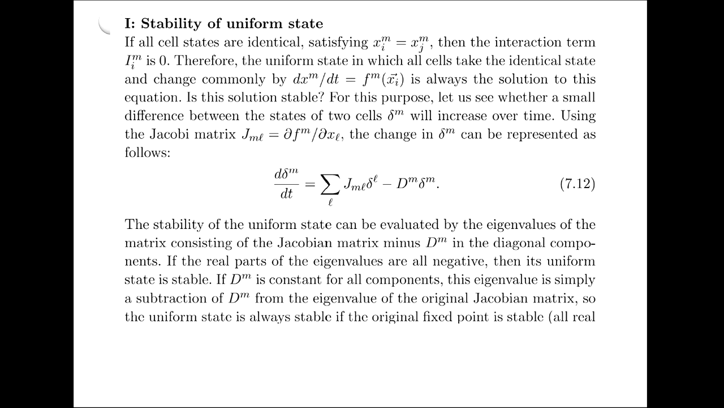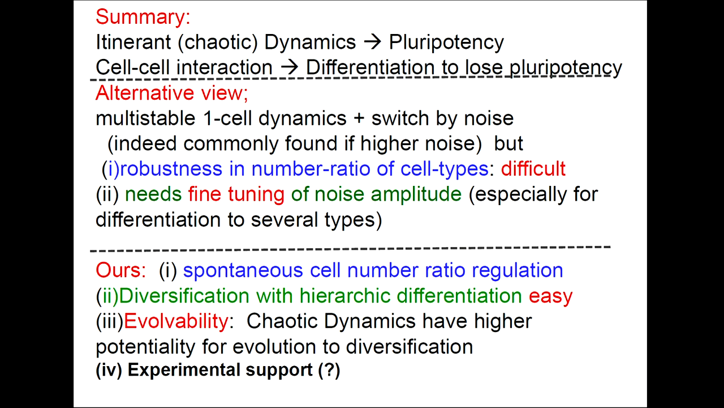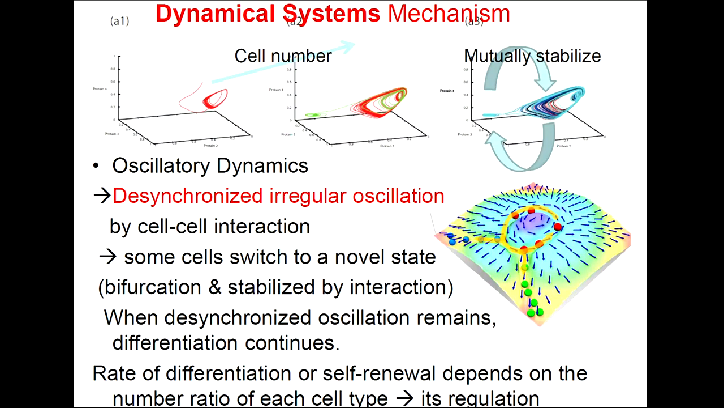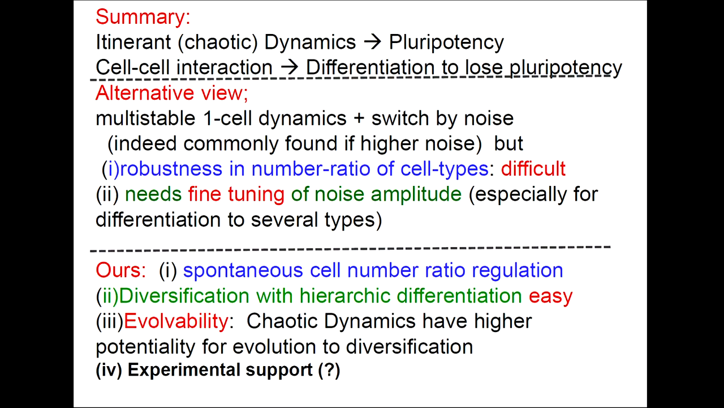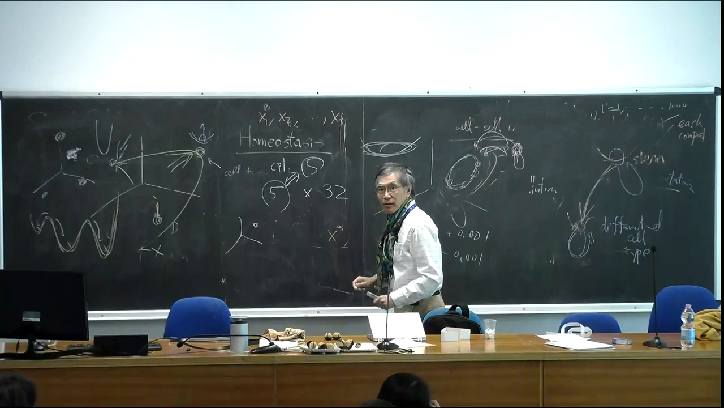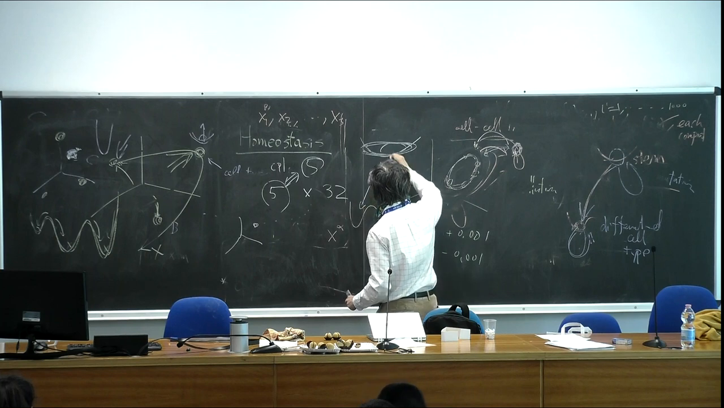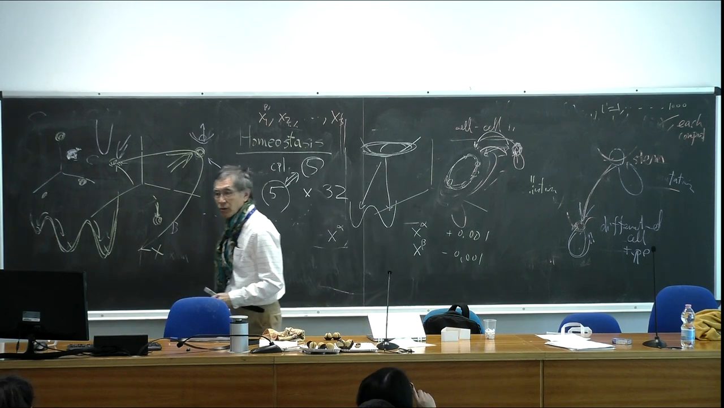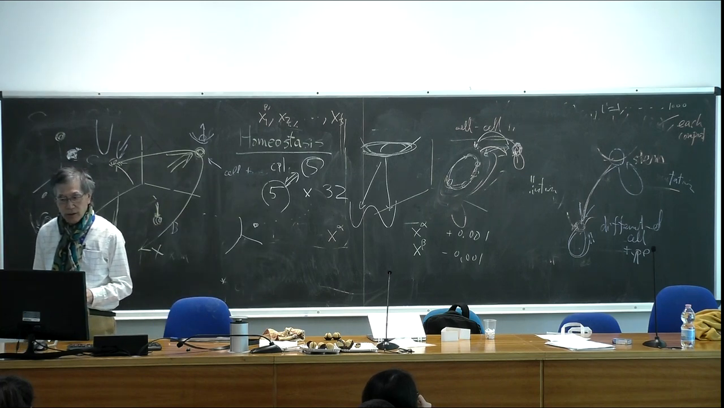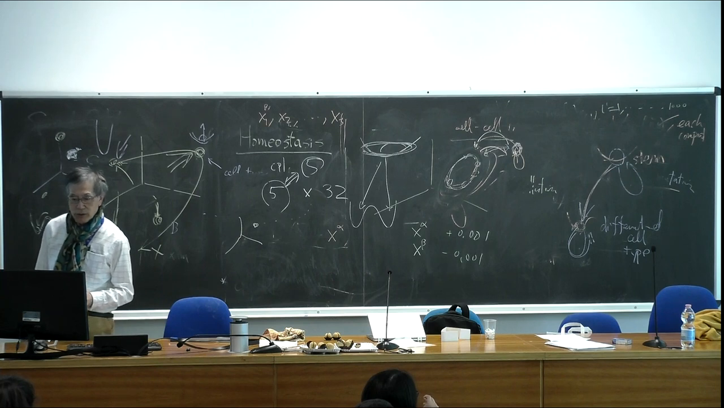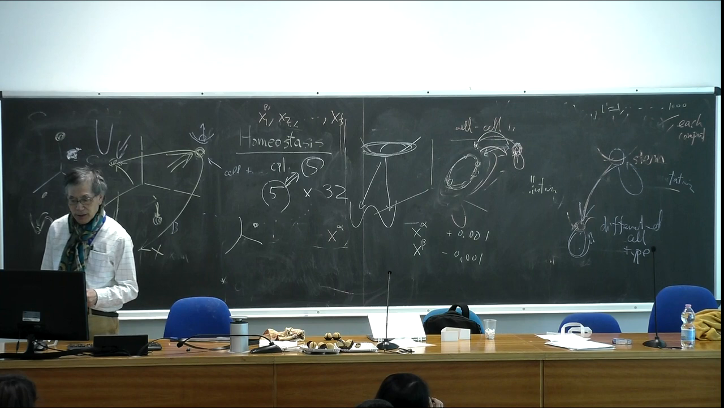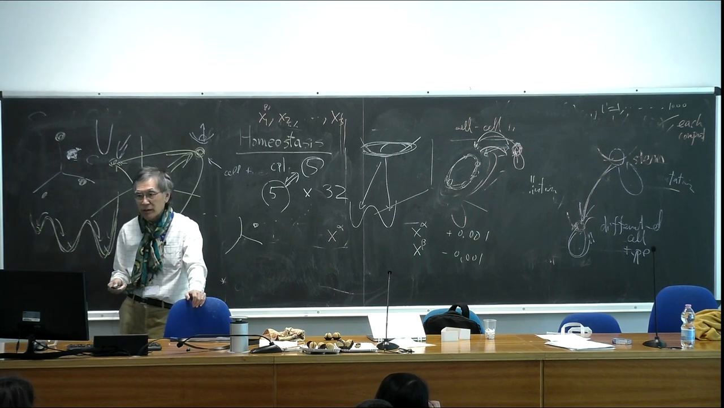Okay. So maybe that is relevant to explaining this kind of differentiation from a stem cell. In this case, there is only one differentiation from this. Maybe this shallow one is the oscillating one, and then you can go to this differentiated state. And then from this oscillatory one, it differentiates.